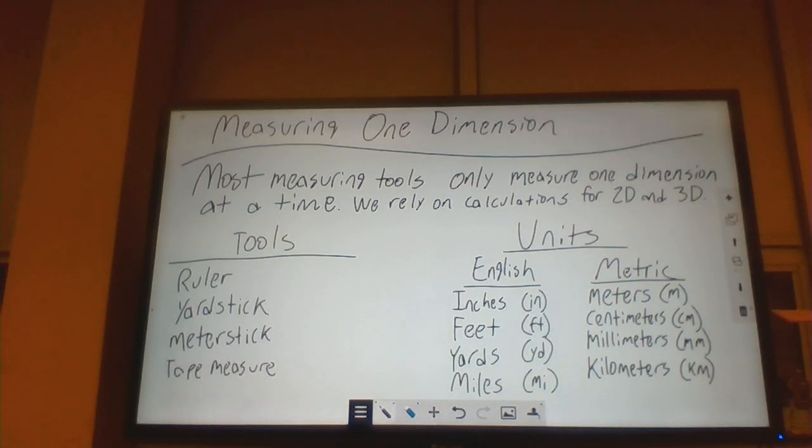The units that we might measure: inches, feet, yards, and miles for the English system, or meters, centimeters, millimeters, or kilometers for the metric system. Now, these names are going to really come into play as we move forward because you're going to keep seeing them repeated in two-dimensional and three-dimensional measurements as well.